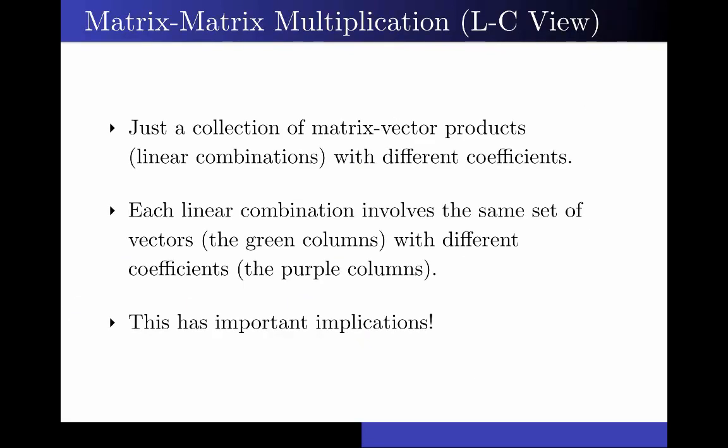Again, matrix multiplication is just a collection of matrix vector products using different coefficients. Each of those linear combinations involves the same set of vectors, those are the green columns, with different coefficients, those are the purple columns. And like I said, this has important implications, but we won't see that until the fall semester.